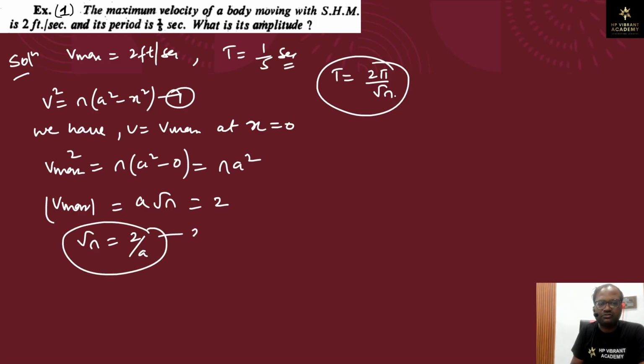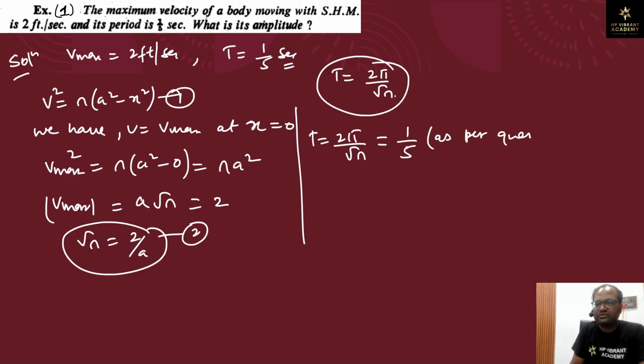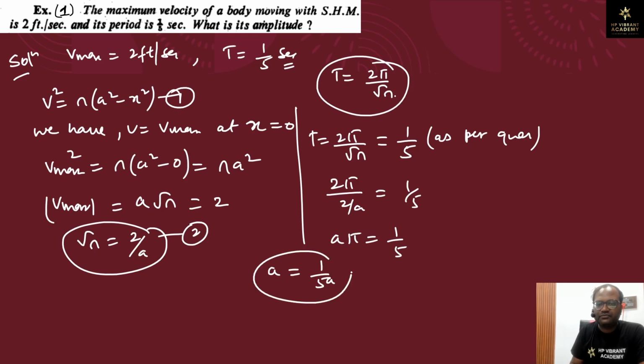This is equation 2. And we have time period as 2 pi upon root under mu. This is given as 1 upon 5 second as per the question. Let us put the value of root mu here. So 2 pi upon 2 upon a is equal to 1 upon 5. So a pi is equal to 1 upon 5. From here we have amplitude is equal to 1 upon 5 pi. This is the amplitude.